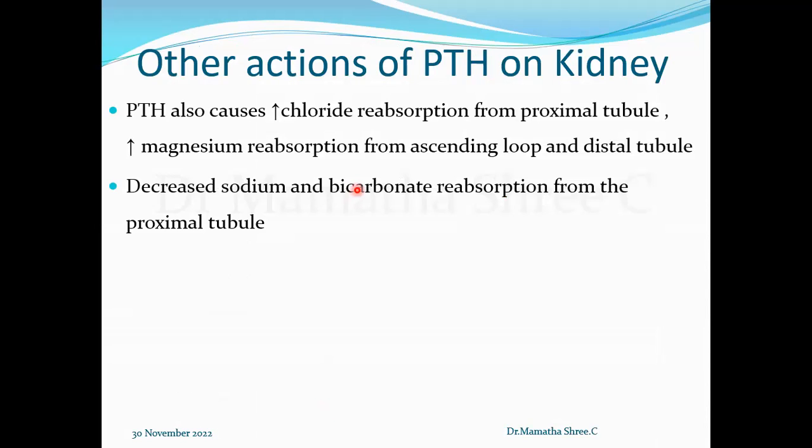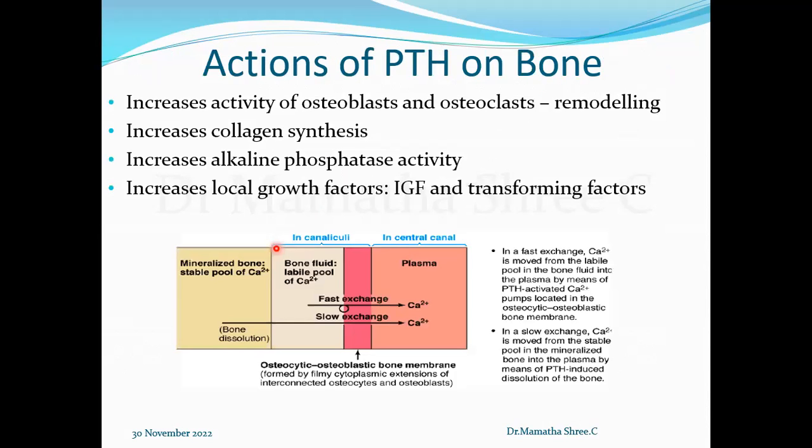Of course, parathyroid hormone doesn't only act on calcium and phosphate levels in the body. It also acts by increasing chloride reabsorption from the PCT and magnesium reabsorption from the ascending loop and distal tubule in the kidney. It also decreases sodium and bicarbonate reabsorption from the proximal tubule of the kidney. So those are the actions of parathyroid hormone specifically on the kidney.